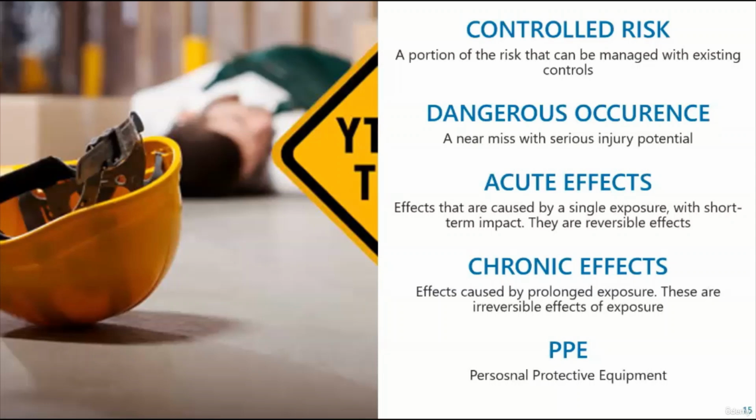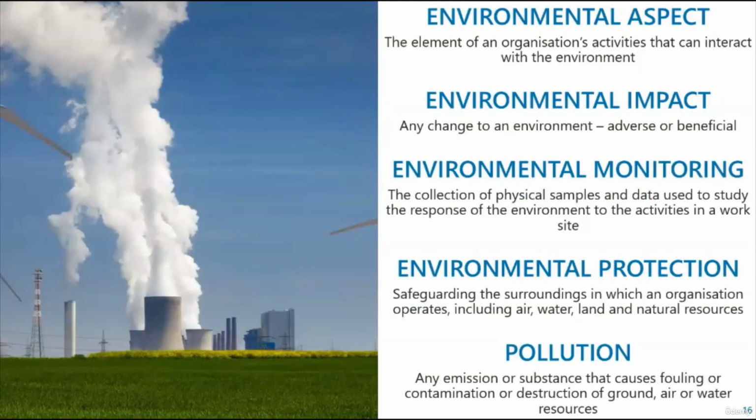And then we have some other definitions, particularly dealing with the environment. We have environmental aspect. Environmental aspect is the element of an organization's activities that can interact with the environment. Meaning, what are the things you do that have impact or that have the potential to impact on the environment?